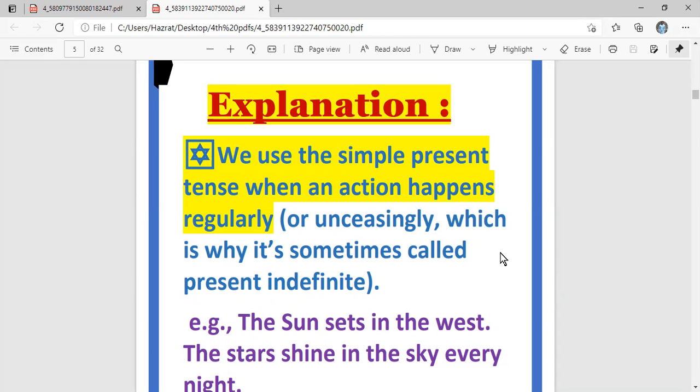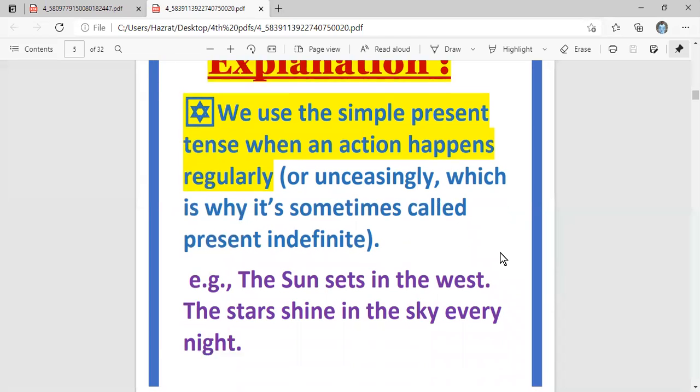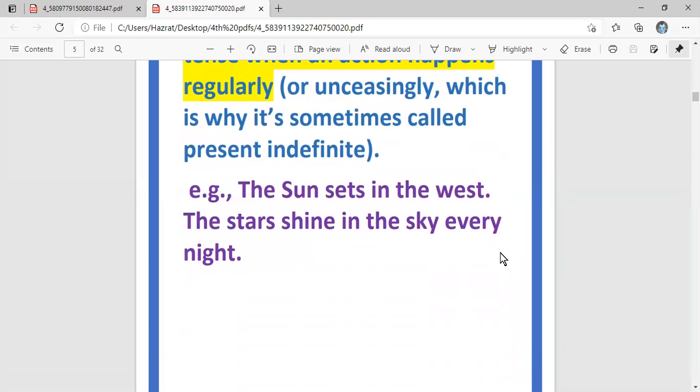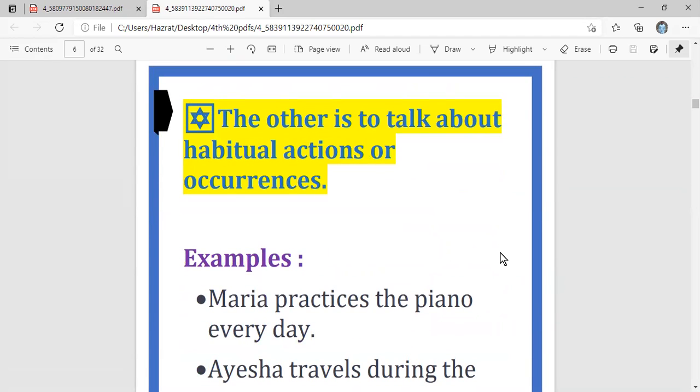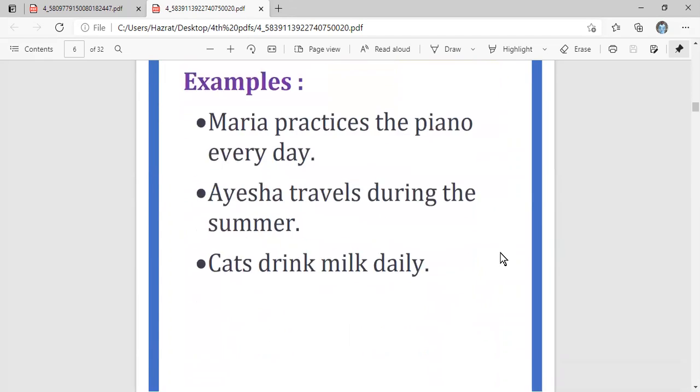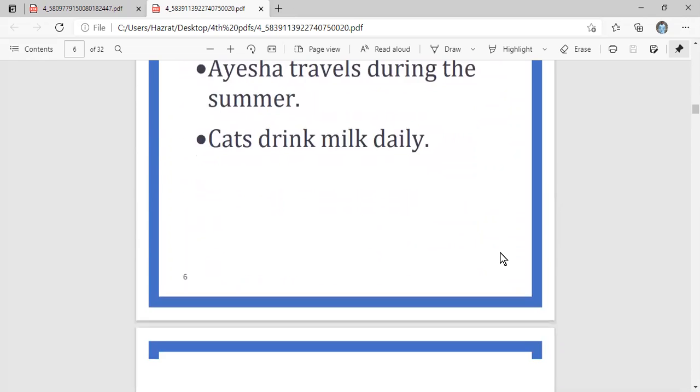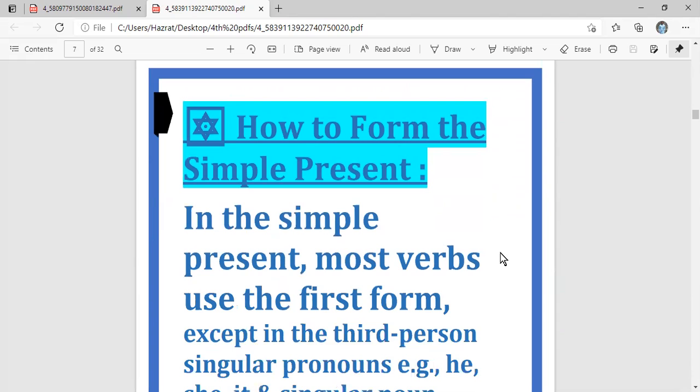The examples are: the sun sets in the west. We pray five time prayers. The other use is to talk about habitual actions and occurrences that we do regularly, or that are our habit. Maria practices the piano every day. For example, Aisha travels during the summer and cats drink milk. These are examples of things that take place every day.